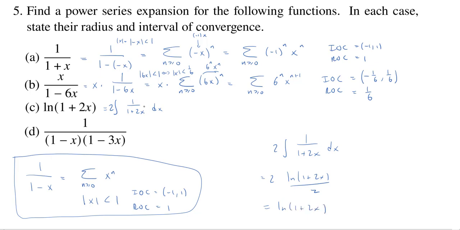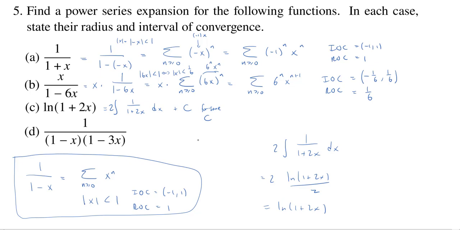All right. Now, of course, it could be the case, when we take an antiderivative, that we don't quite get the natural log of 1 plus 2x. We might get it up to some constant. So, of course, hitting this with a 2 doesn't change that, but this could be plus c for some real number c.